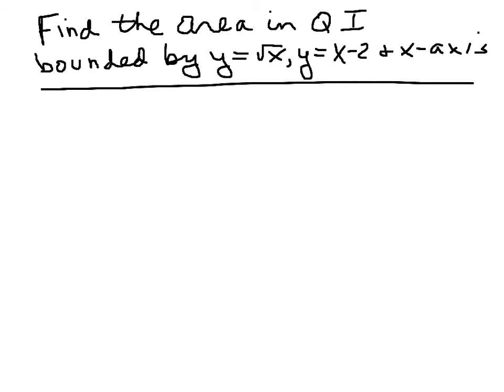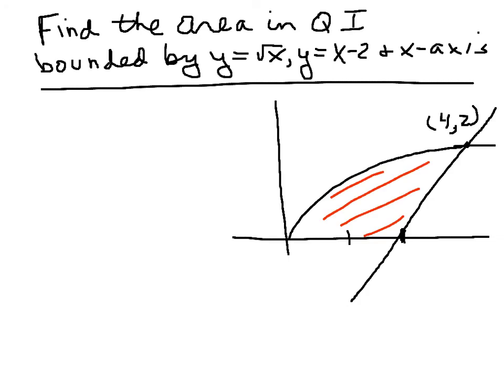So here's a good problem, and we'll see how we can approach it from different ways. But here we want to find the area bounded by the square root of x, x minus 2, and the x-axis. So I'll give you a picture very shortly. Here we go. So here's the picture.